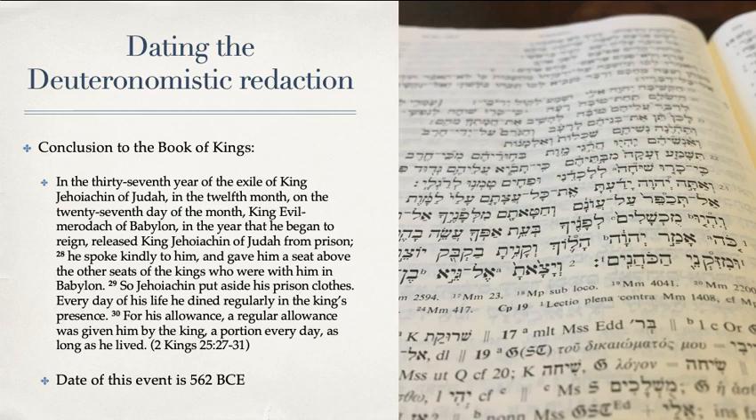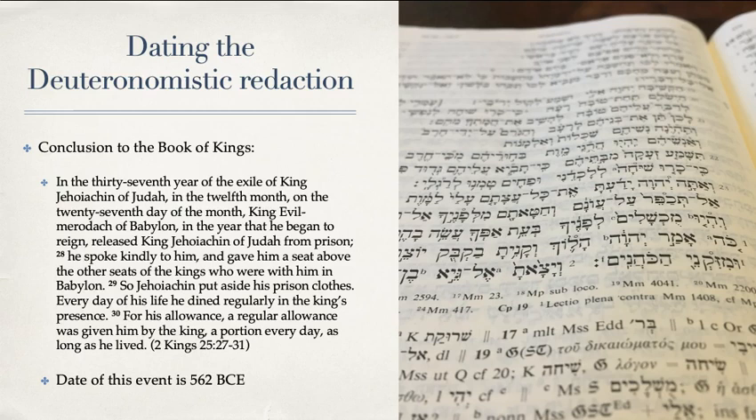When was the Deuteronomistic redaction done in these books? Well, in the case of the Book of Kings, for example, we can date when the book was written, or at least we can give it the earliest possible date. The Book of Kings concludes by referring to an event in the 37th year of the exile of King Jehoiachin of Judah. And it is very specific.